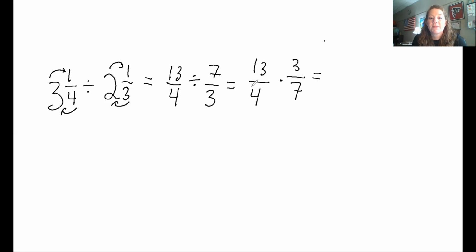All right, can we simplify up and down? Nope. Can we simplify across? Nope. So we're going to multiply straight across. So 13 times 3 is 39. And then 4 times 7 is 28.